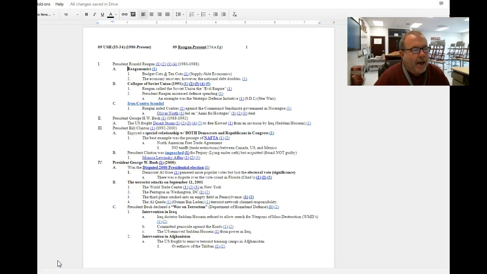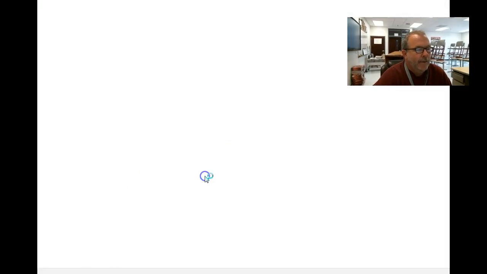Unit 9, Period 9, Section 4 is the presidency of George W. Bush. George W. Bush was elected in the year 2000, and his presidency lasted until 2008. His presidency kicked off in a controversy because of a disputed vote count in the state of Florida.